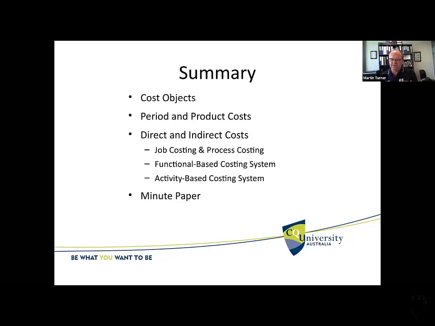We did the minute paper, and you can see that people are starting to understand some of these concepts and some of these distinctions. All right, well, that's the end of our class today.